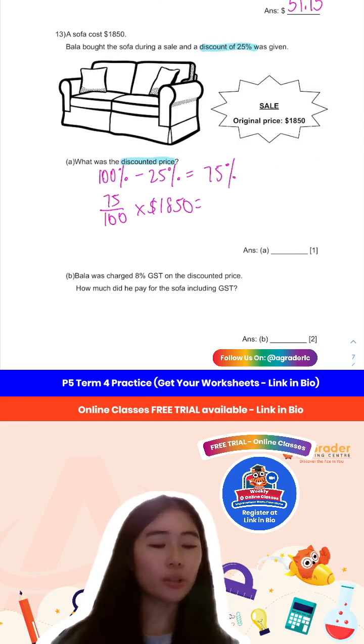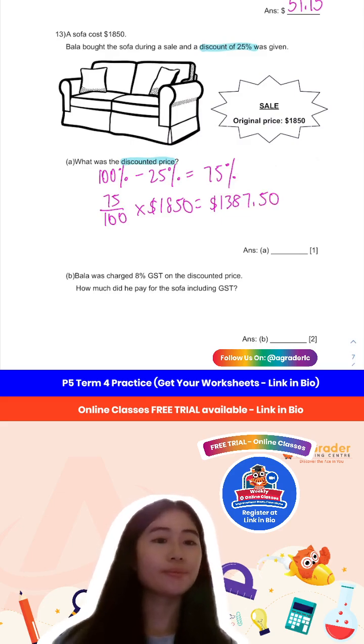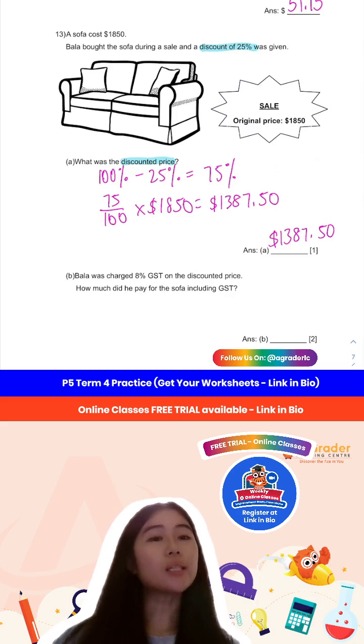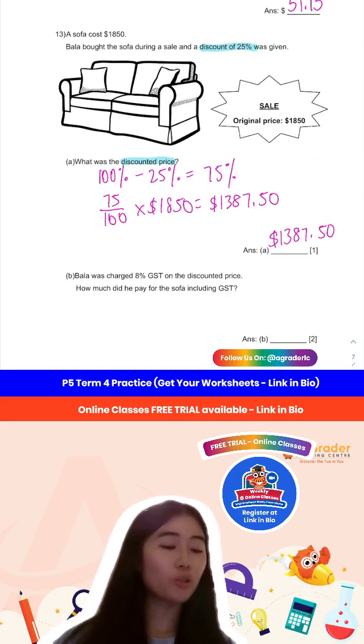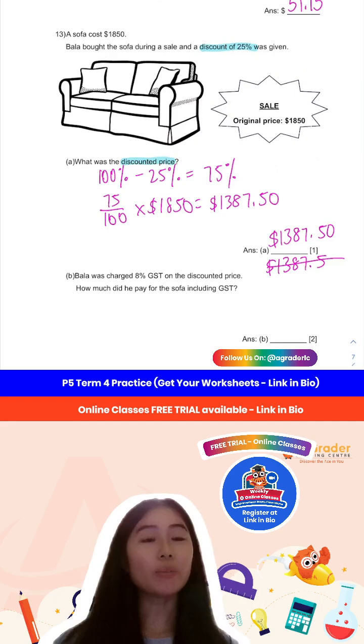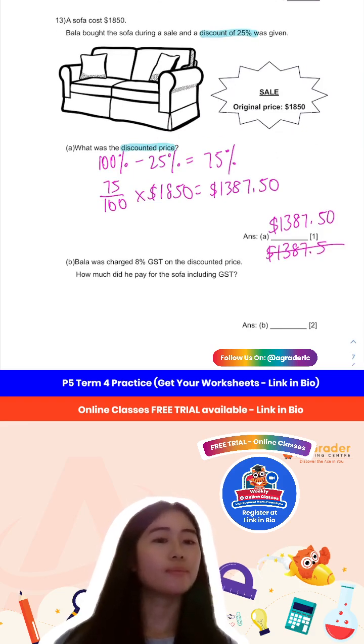Anyway, you can use calculator for this. So you should have gotten 1387.50. Okay, so I see some of you, the answer that you sent me is 1387.5. Do take note that for money, you need to have 2 decimal place. Okay, because it's supposed to be 50 cents, so you need to add the 0 at the back. You might get penalized in an exam if you don't put the 2 decimal place. Yeah, so just take note of that, okay, if you're a primary school student. 2 decimal places for money.